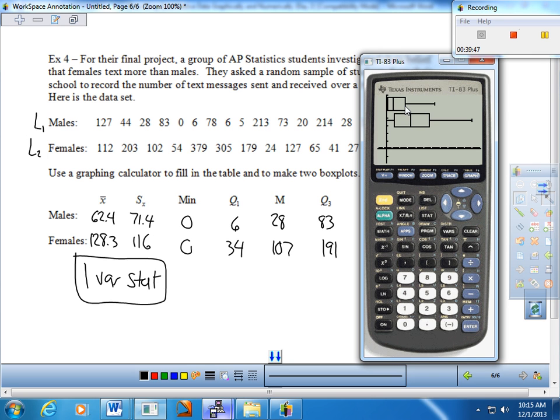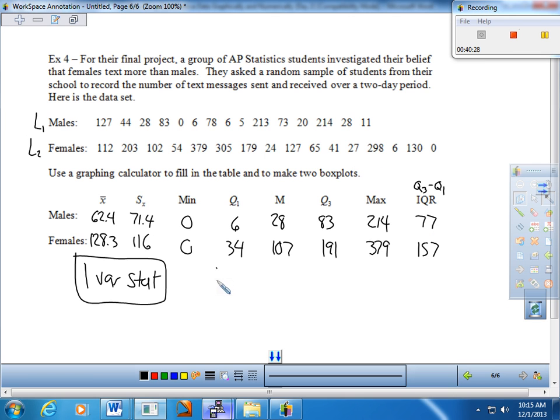I'll write a couple conclusions down, and then we can wrap this up there. Hopefully the calculator is making sense, and if it doesn't, just let me know. But here's some conclusions that I drew from it, and you can pause the video and make your own conclusions and run it by me. They're both right skewed. That seems to be the case right there. So females, it looked like, had greater variability.